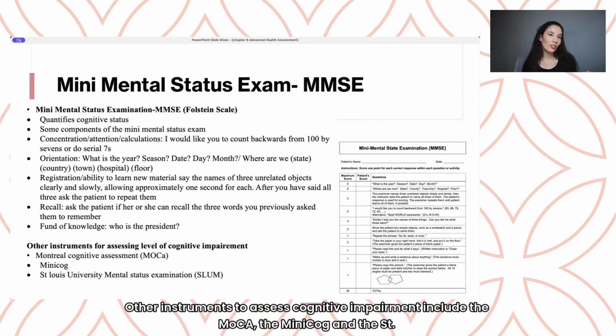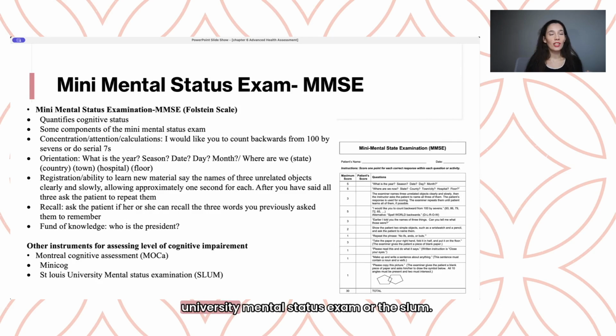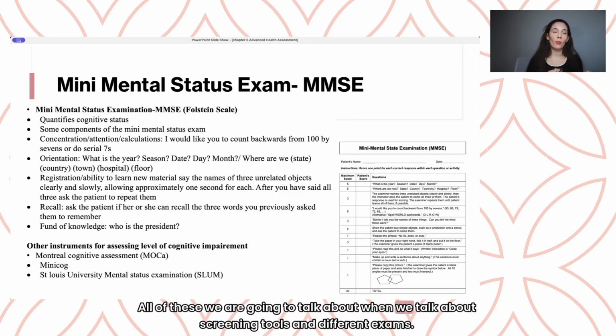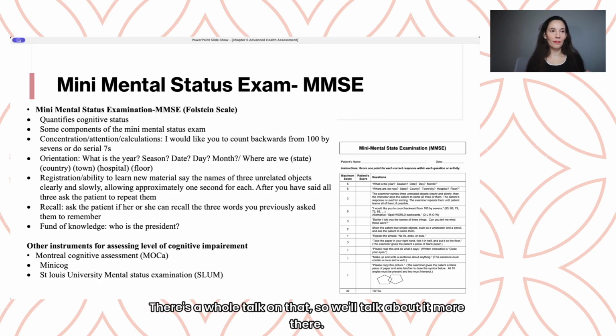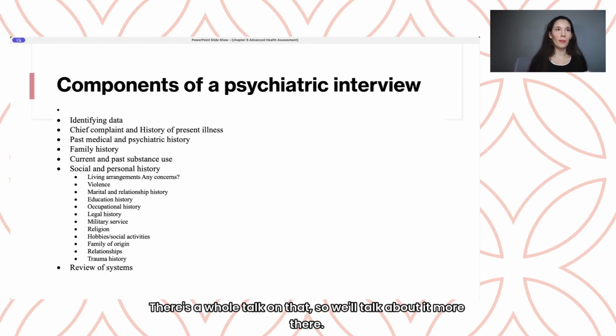Other instruments to assess cognitive impairment include the MOCA, the mini-cog, and the St. Louis University Mental Status Exam, or the SLUM. All of these we are going to talk about when we talk about screening tools and different exams. There's a whole talk on that, so we'll talk about it more there.